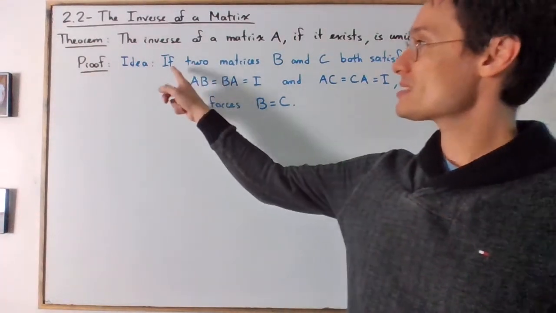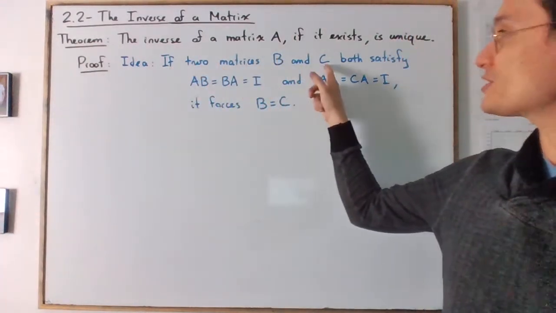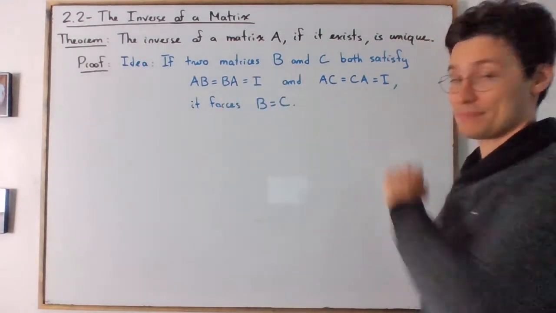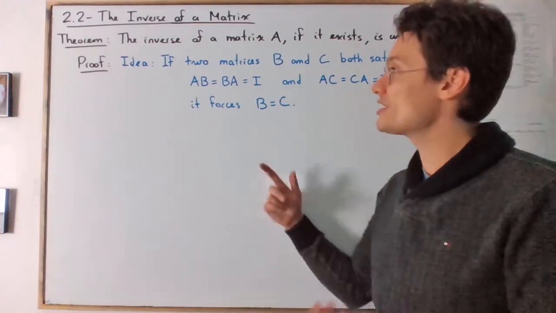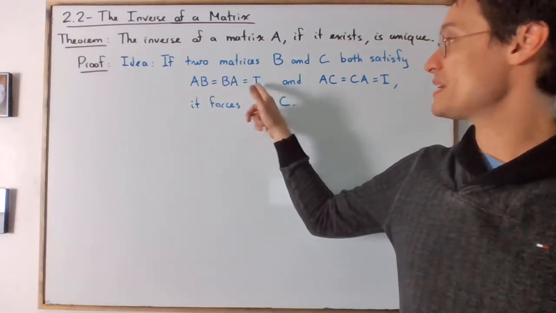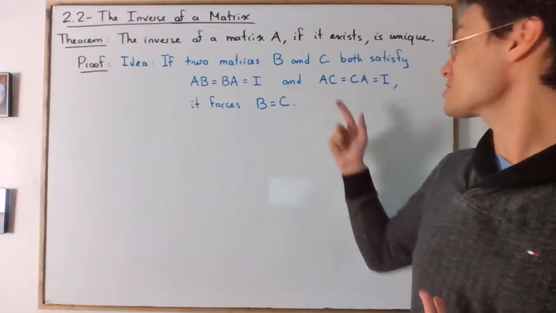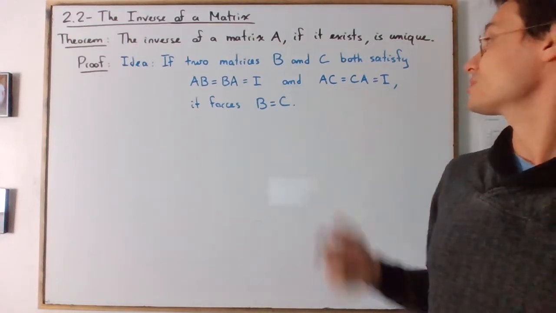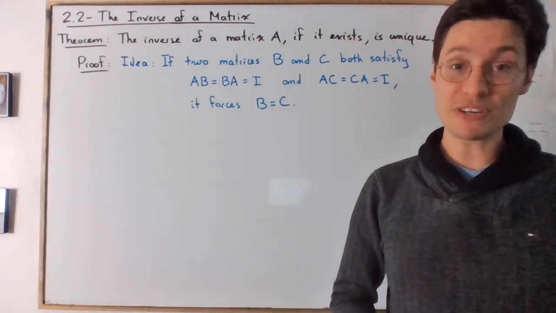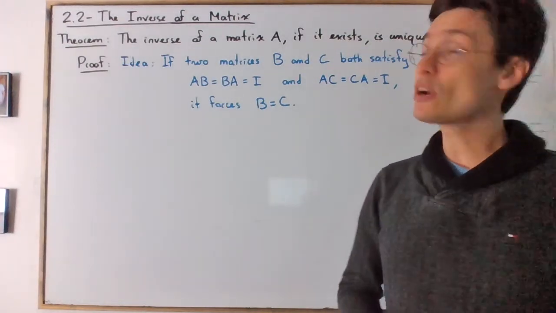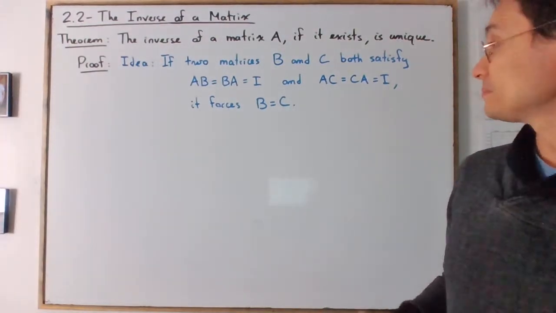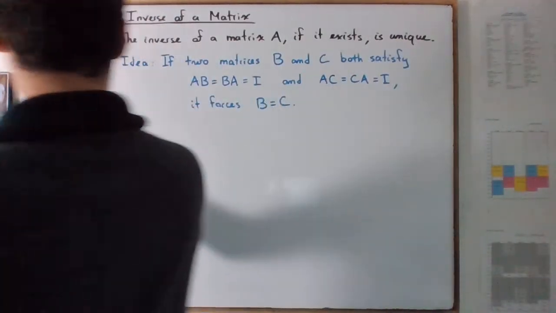The idea is we suppose that there are two matrices, B and C, that both satisfy this. So they both satisfy the condition for it to be an inverse: A times B equals BA equals I, but also A times C equals CA equals I. And we want to prove that it forces B to be equal to C. So how are we going to achieve that? Quite simple.